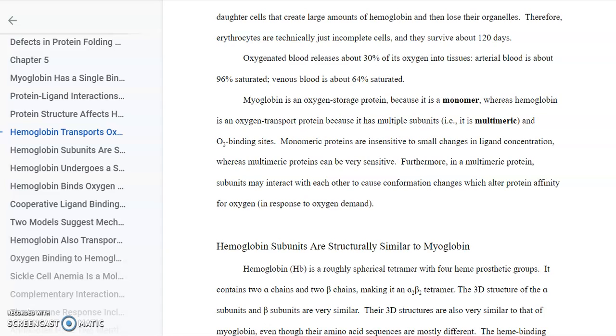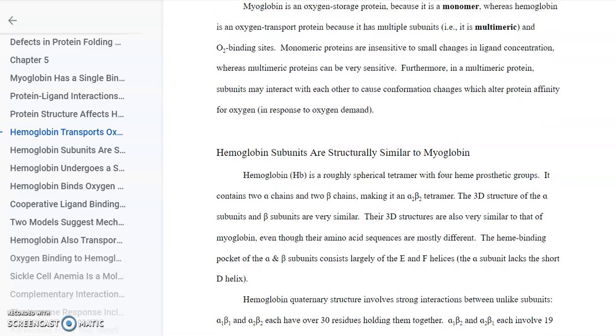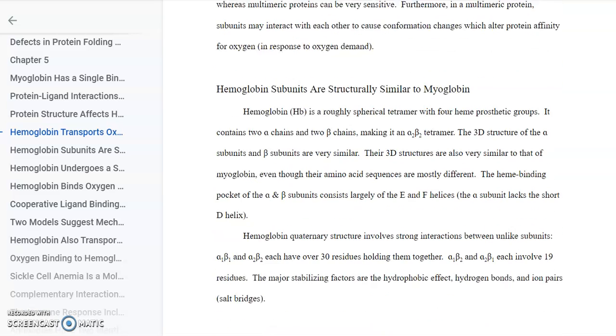Myoglobin is an oxygen storage protein because it is a monomer, whereas hemoglobin is an oxygen transport protein because it has multiple subunits, that is, it is multimeric, and multiple O2 binding sites. Monomeric proteins are insensitive to small changes in ligand concentration, whereas multimeric proteins can be very sensitive. Furthermore, in a multimeric protein, subunits may interact with each other to cause conformation changes, which alter protein affinity for oxygen in response to oxygen demand.